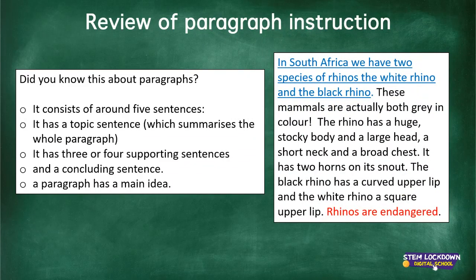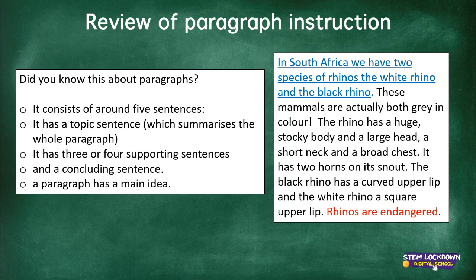So, for an example, read this with me. In South Africa, we have 2 species of rhinos, the white rhino and the black rhino. These mammals are actually both grey in color. The rhino has a huge stocky body and a large head, a short neck and a broad chest. It has 2 horns on its snout. The black rhino has a curved upper lip and the white rhino a squared upper lip. Rhinos are endangered. So you could see that consists of around 5 sentences or so.